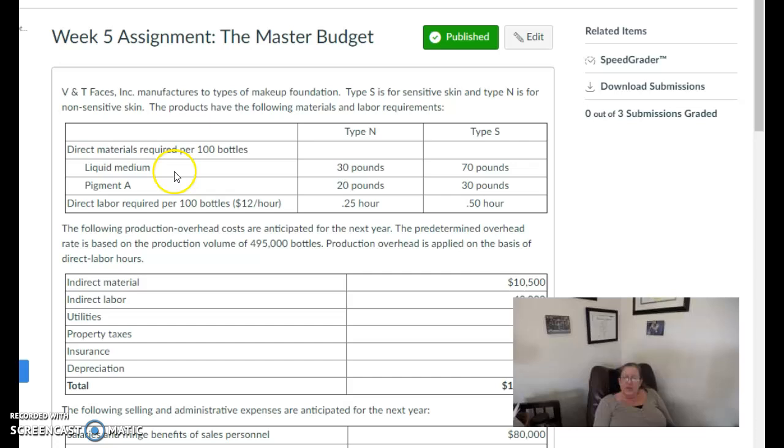All right, so 20 cents for the liquid medium, 10 cents for pigment A, and then direct labor required per 100 bottles is $12 per hour. It's charged at 0.25 hours for type N and 0.50 for type S. Then you have the following production overhead costs that are anticipated for the next year. The predetermined overhead rate is based on the production volume of 495,000 bottles. Production overhead is applied on the basis of direct labor hours, which we know is $12 per hour per 100 bottles.